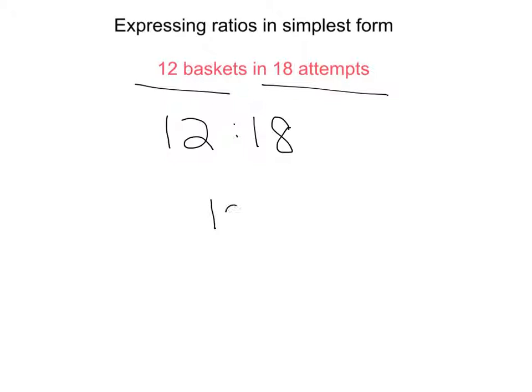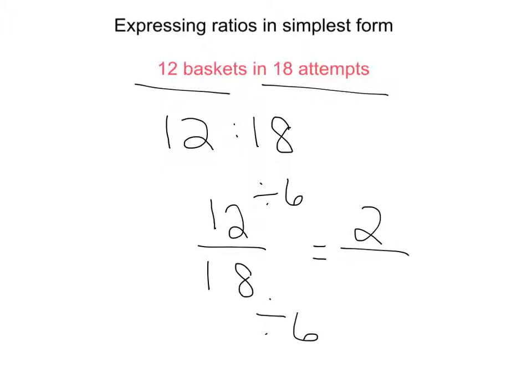So 12 over 18. Well, to simplify that, you can divide the top and the bottom by 6. So you would get 2 over 3. So the simplified ratio of this would be 2/3. So what that means is that this particular player is making 2/3 of his shots that he's attempting to make.